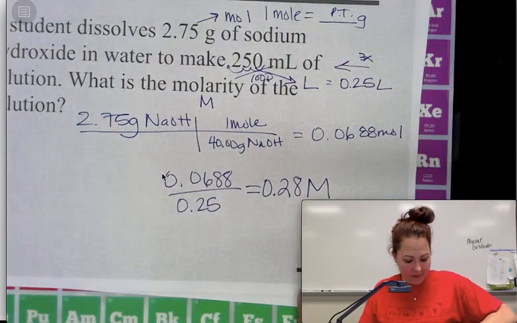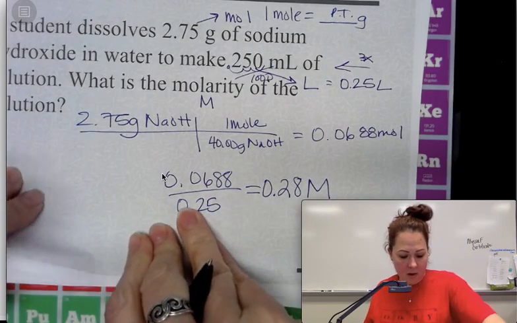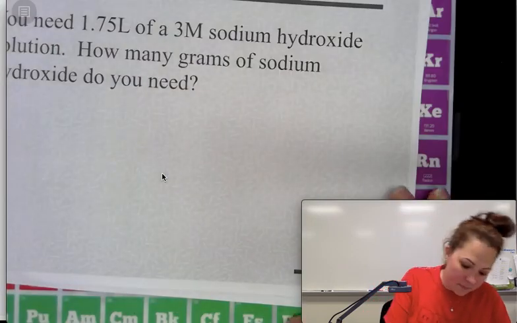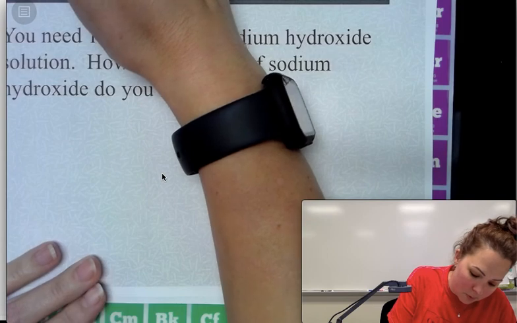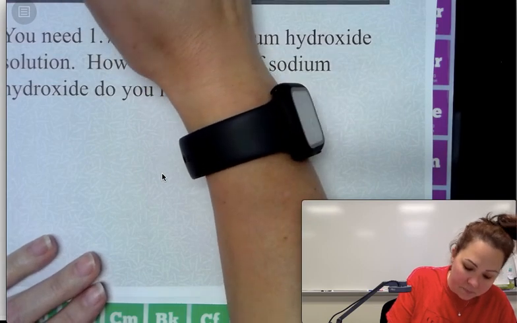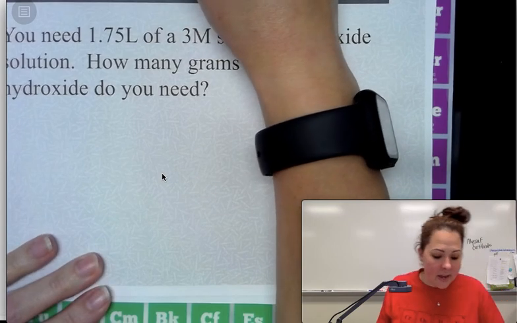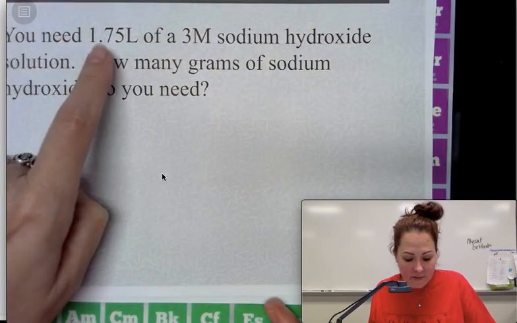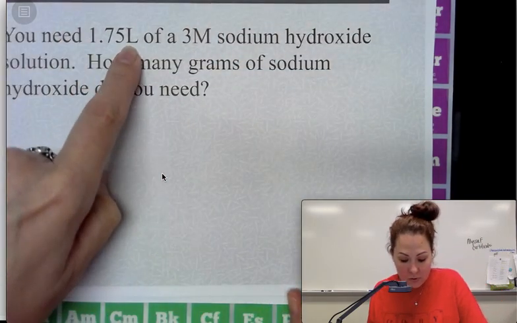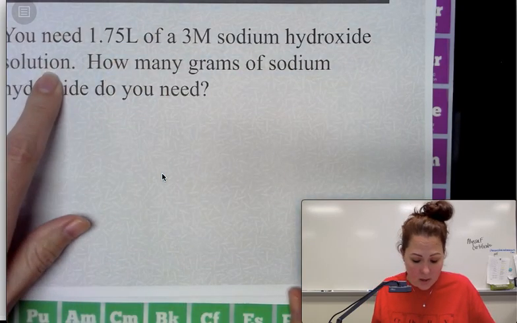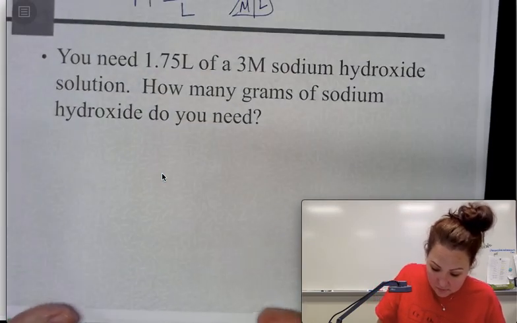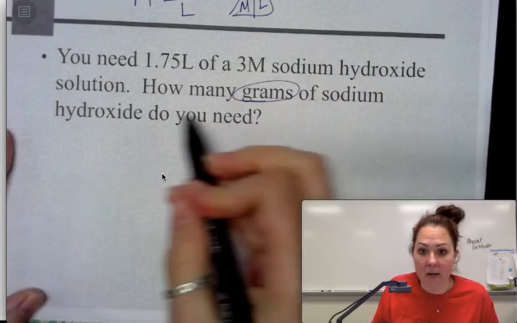I have another example here. For my other example, again, I have my big M is equal to my moles divided by my liters. If you like the triangle, I'll write that down here. It says you need 1.75 liters of a 3 molar sodium hydroxide solution. How many grams of sodium hydroxide do you need?